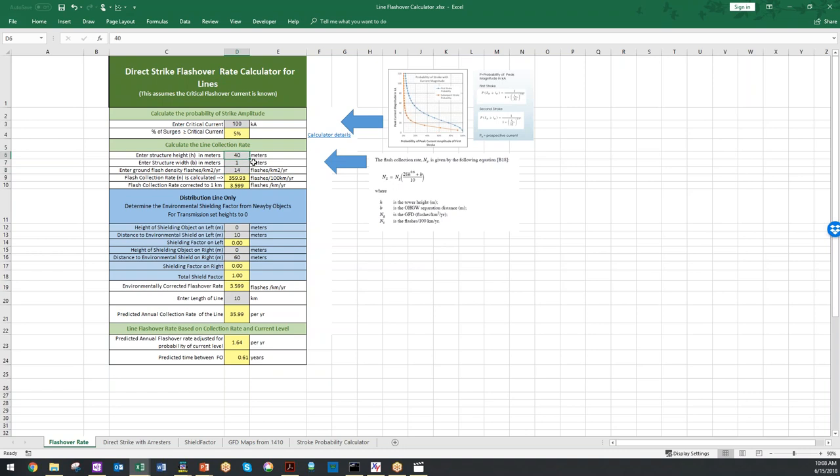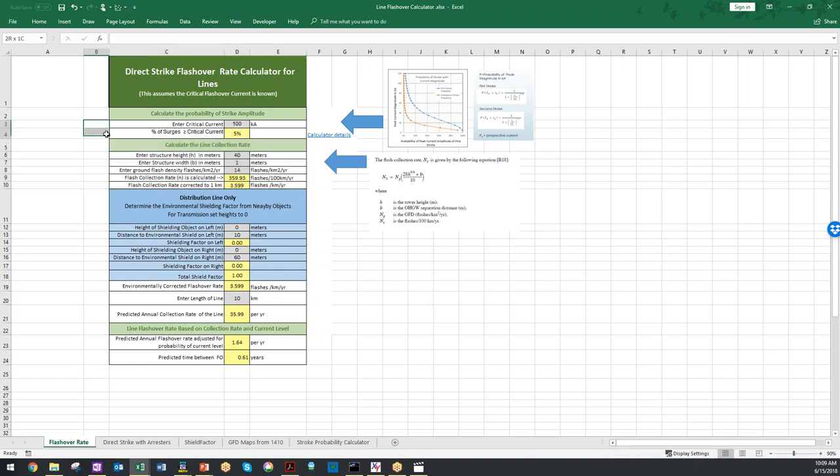So in this case, on line 6, I have a height of 40 meters, and it's only a meter wide, so it's probably a vertical configuration. But it's in an area where we have 14 strikes per square kilometer. That means that this line is going to collect 359 strokes in a year per 100 kilometers, or 3.5 strokes per kilometer on this line. So this collection rate becomes an important part of determining the backflash rate of any line.